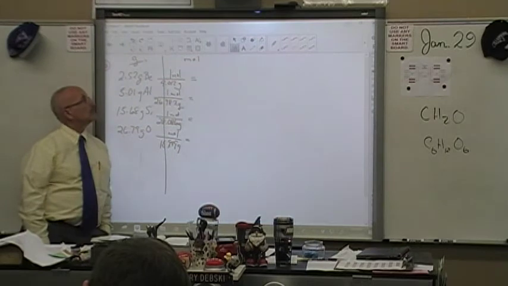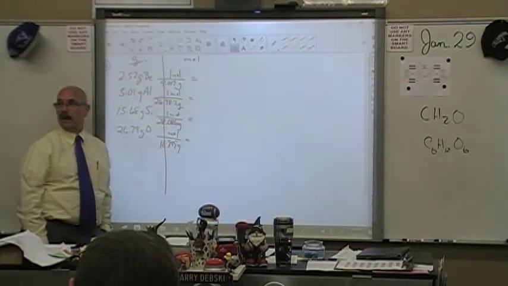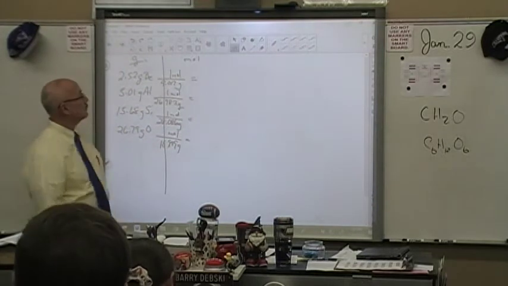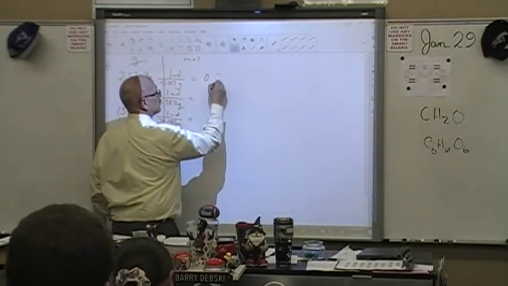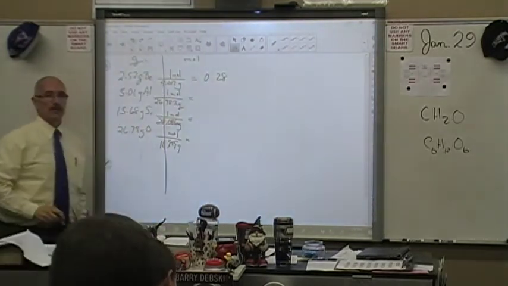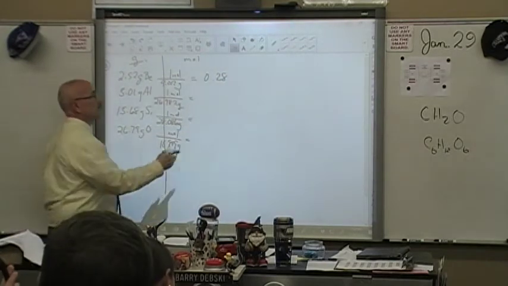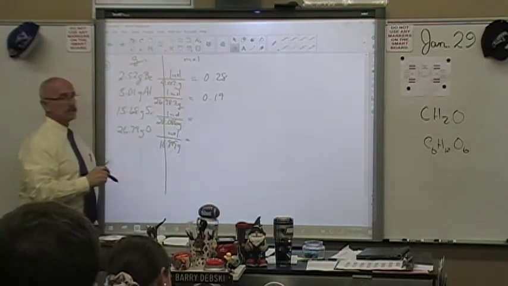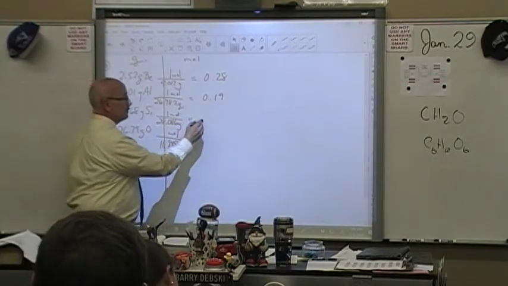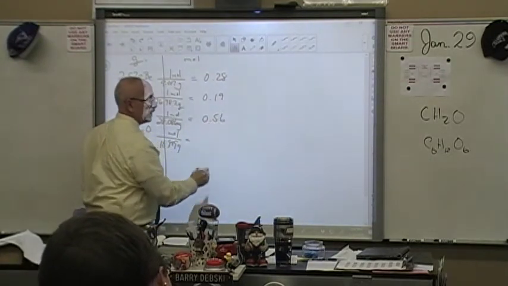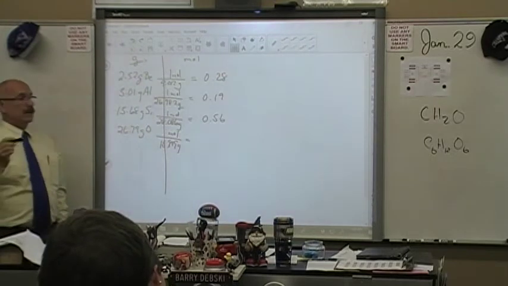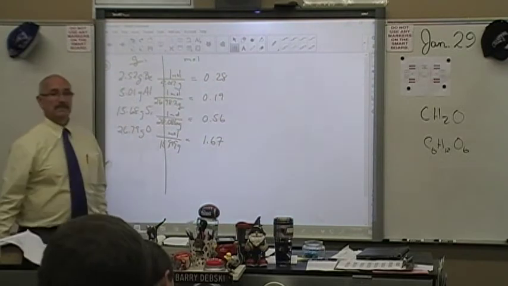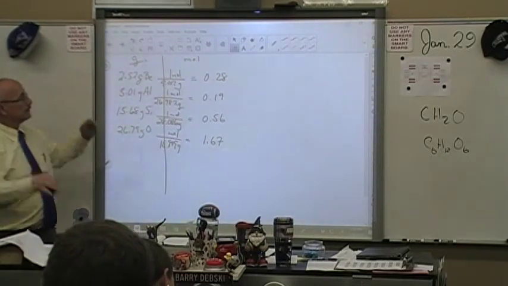Calculator punchers. Got BE done. I just brought it up to 0.28. Who's got aluminum? Michael? 0.19. Houston? 0.56. I'm taking your word for this because I didn't do this one yet. And Houston? 1.67. Okay. Next step. Divide by 0.19.